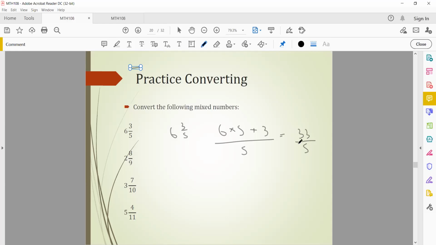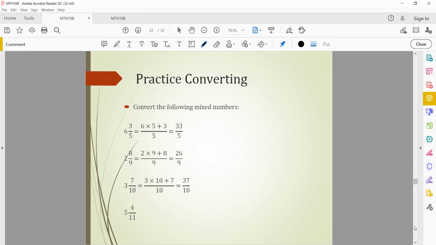It's pretty algorithmic. It never really changes, although people still make mistakes. Sometimes they'll do like 6 plus 5 times 3, but you don't do that, that'll give you the wrong answer. You always just do it exactly this way. And a lot of times people will forget the 5 on the bottom. They'll just state the answer is 33. But obviously 33 is a lot bigger than 6 and 3 over 5. So you've got to remember the bottom part because you are converting it to a fraction. So that's how you do it in that direction.